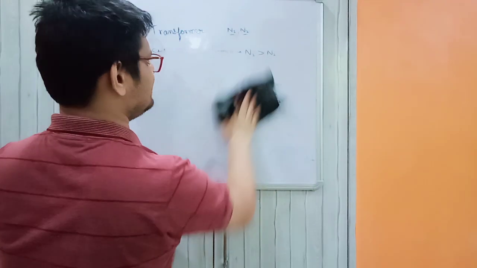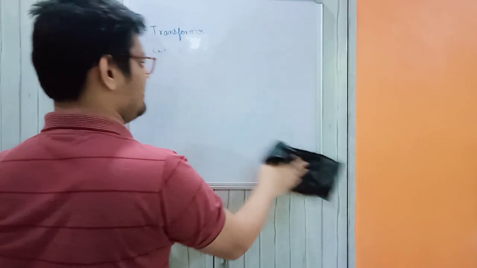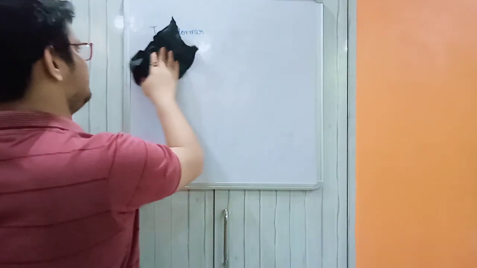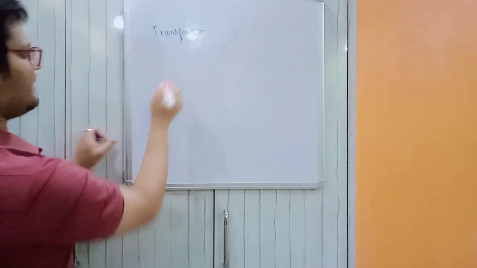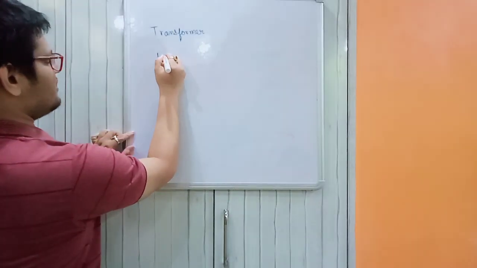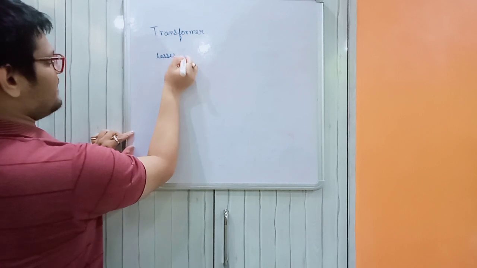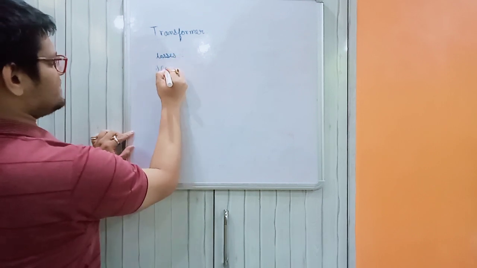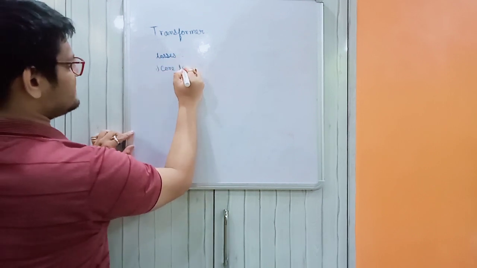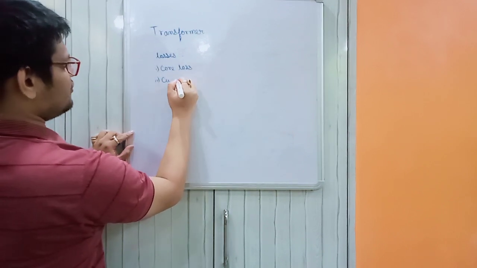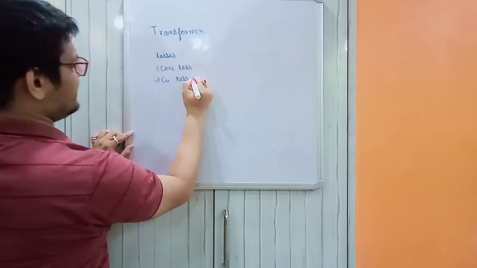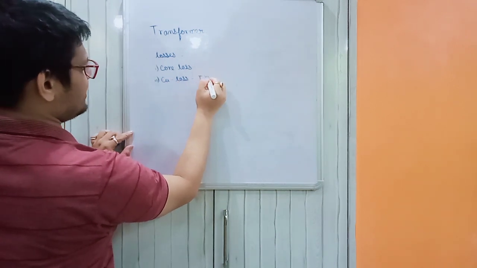So I hope this part is very much easy for you: what is the step up, step down transformer, as well as the EMF equations in the transformer. Now I will go to what are the losses in the transformer. There are mainly core loss and copper loss. Copper loss we can also call I square R loss.